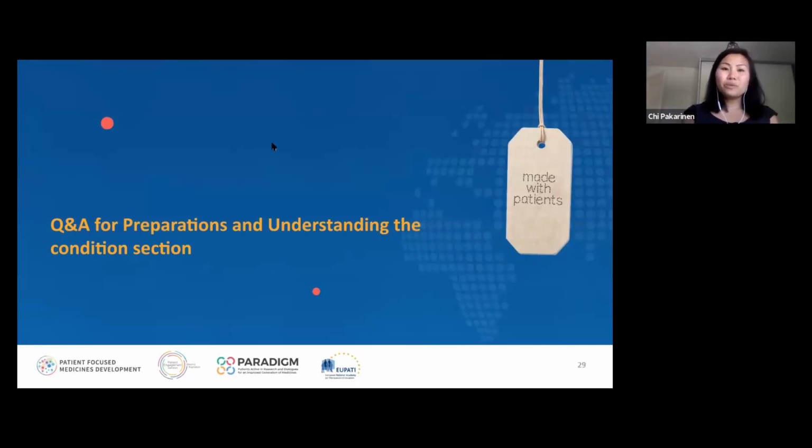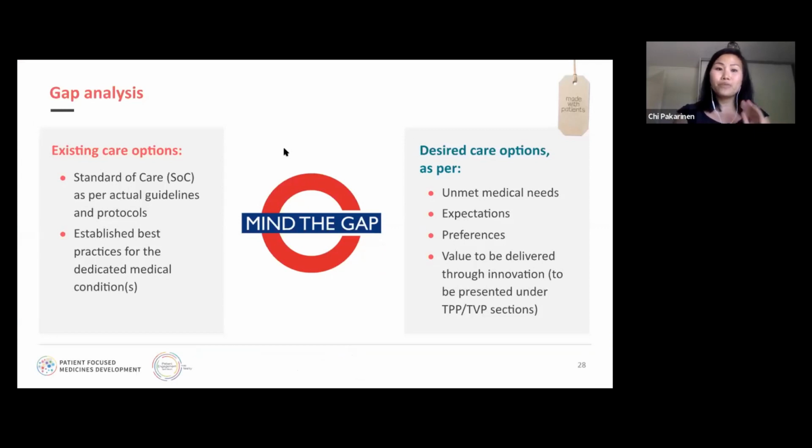So as you've heard already, in the first sections of our how-to guide, we introduce you to the importance of setting up the partnership, preparations that you can make, whether you are a patient organization or the research team, or in academia or pharma. We'll take you through the understanding of the condition section as well, and preparations there, what you can do.